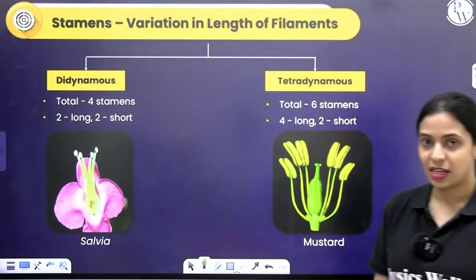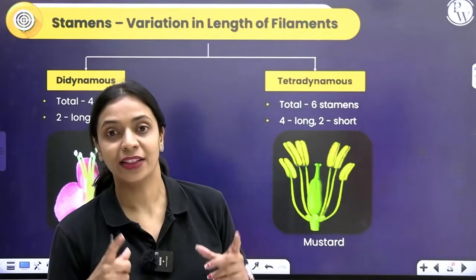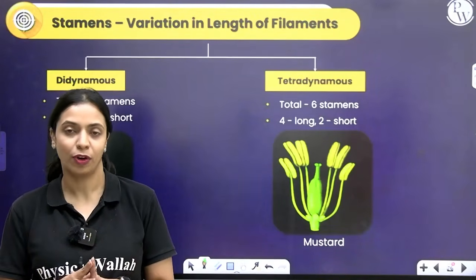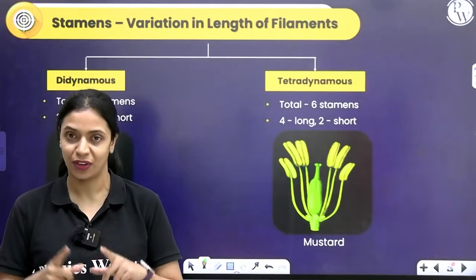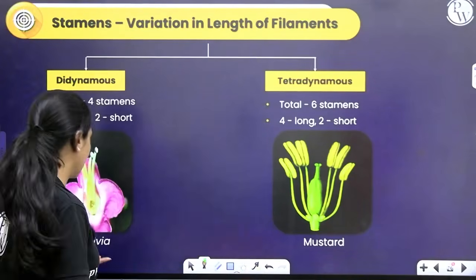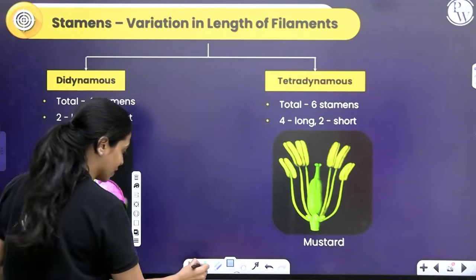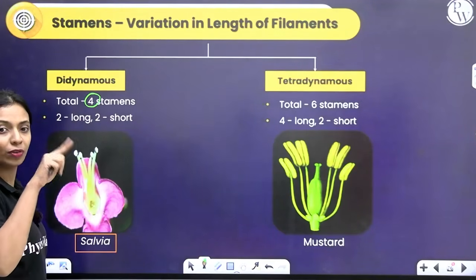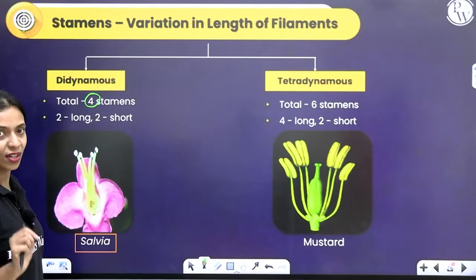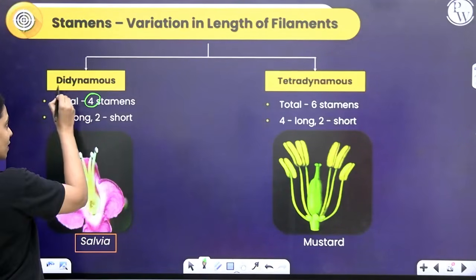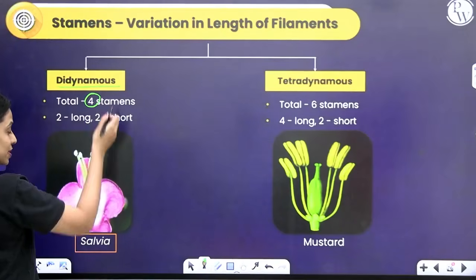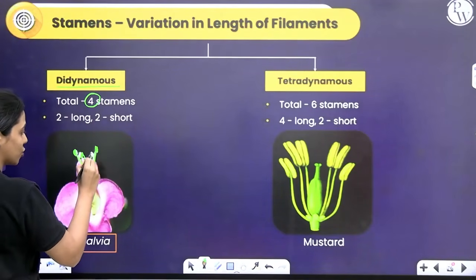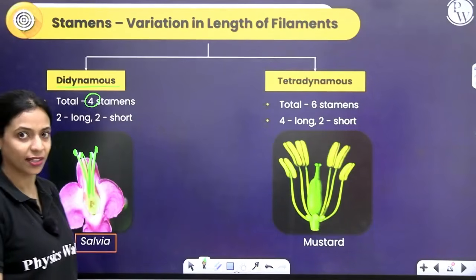You can classify stamens based on the length of the stamen. In many plants, the stamen length will be uniform. There are some species in which the length of the stamen varies. There is a plant called salvia in which the stamens total number will be 4. Of the 4 stamens, 2 will be short, 2 will be long. Such a condition is called didynamous condition. Didynamous means you have 4 stamens in total. I want you to notice how 2 of them are long and 2 of them are short in comparison. That is called didynamous condition.